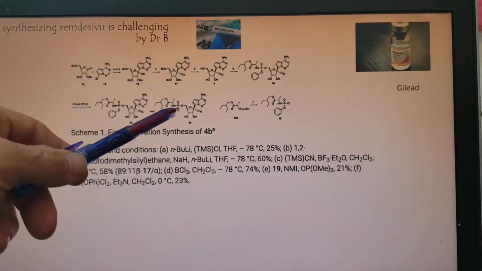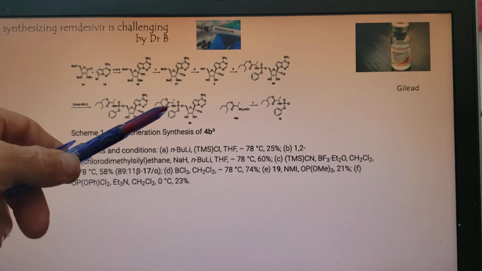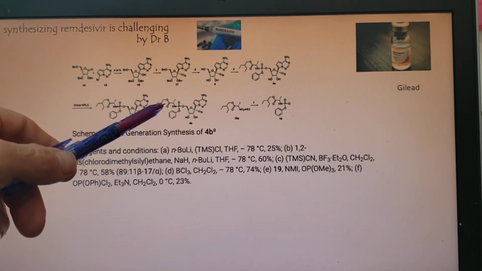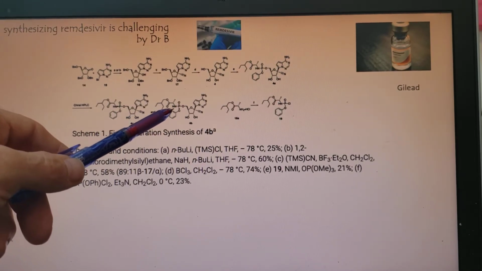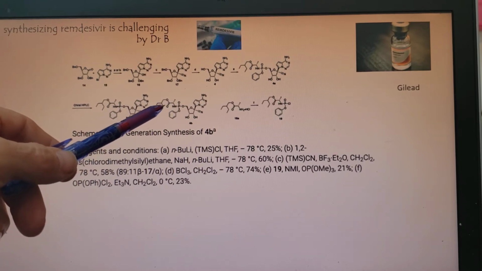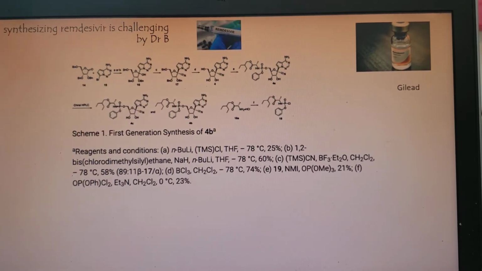It's got 6 chiral centers, which can make it challenging to synthesize since you have to get not only the connections right, but their three-dimensionality as well. Chemists call that the stereochemistry of that.